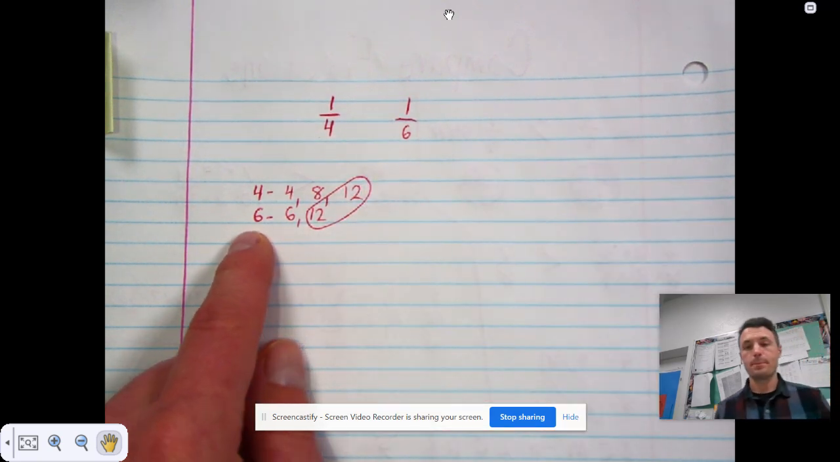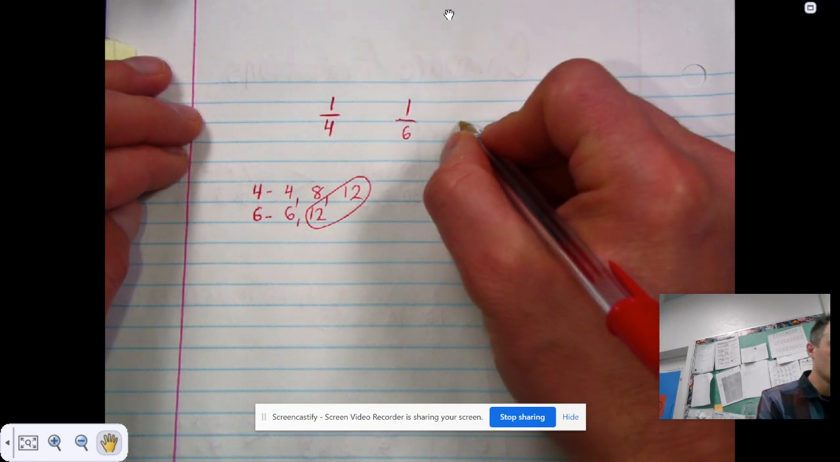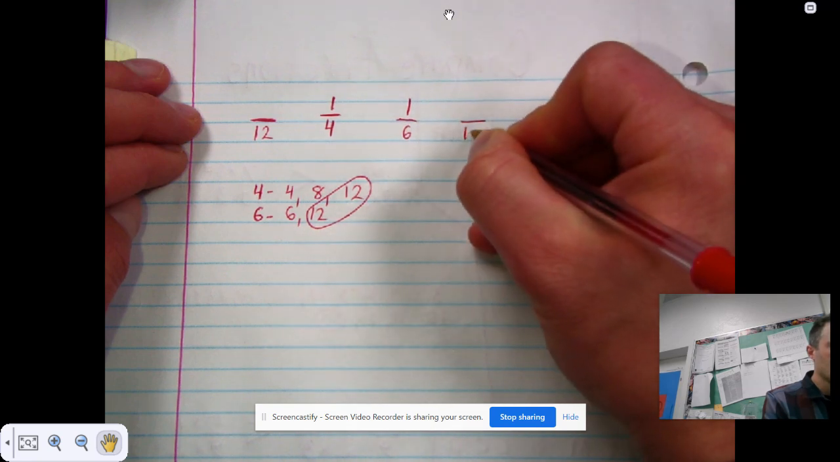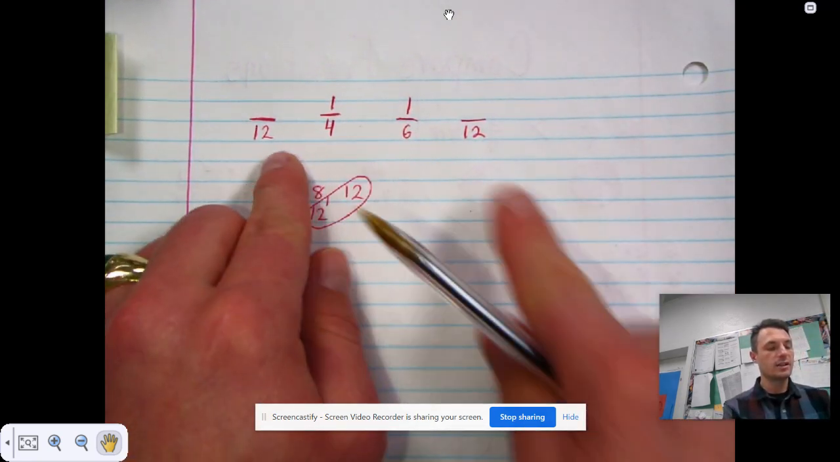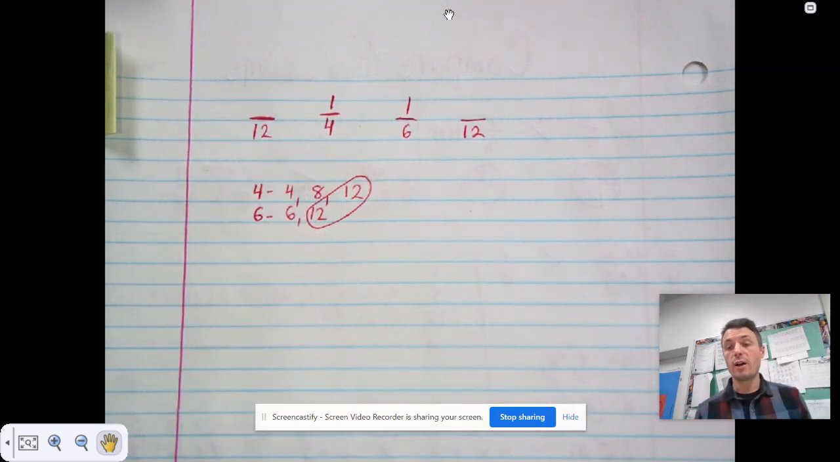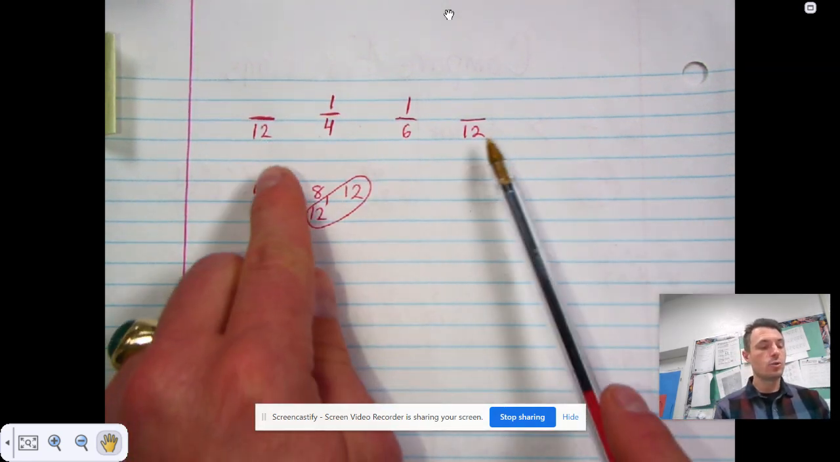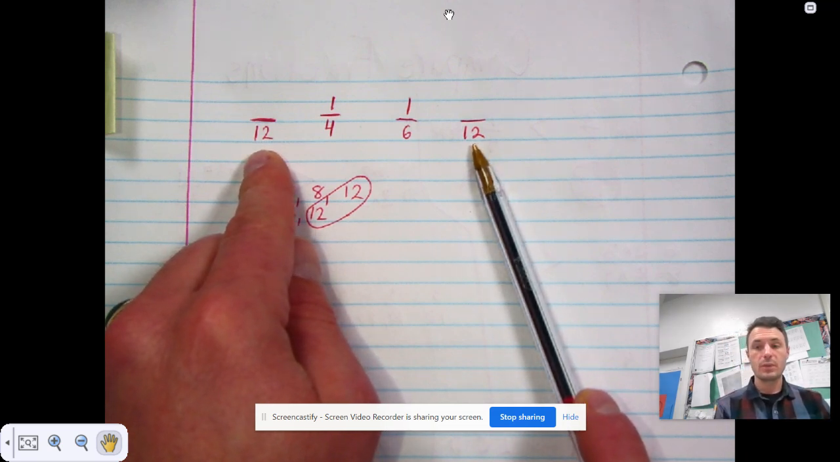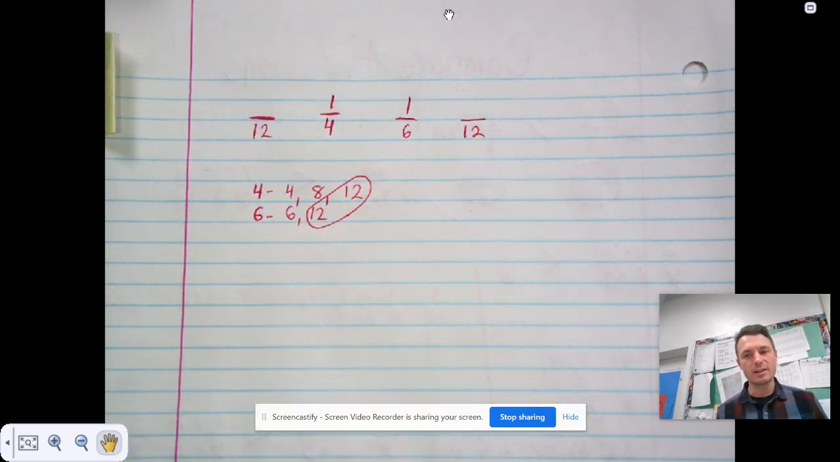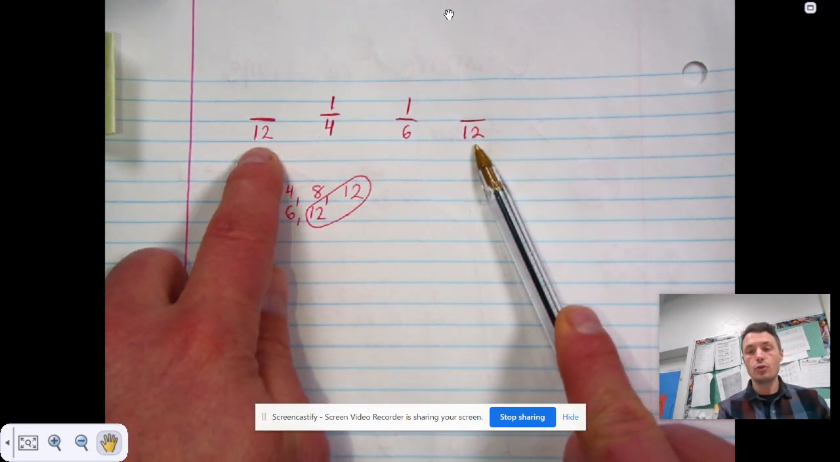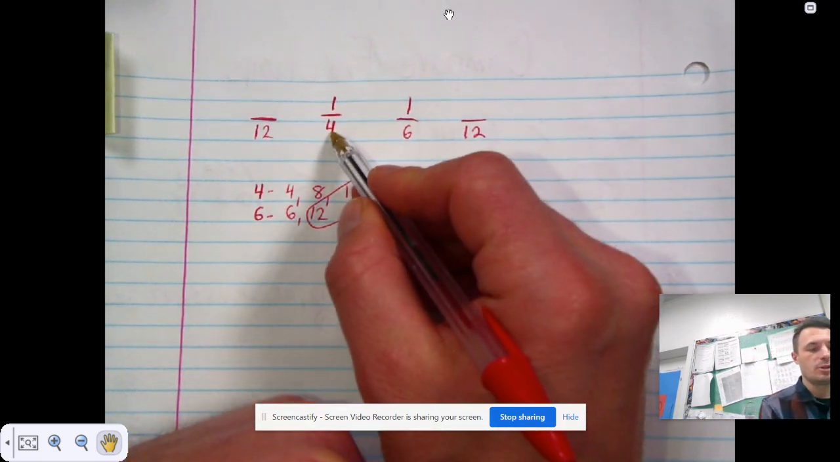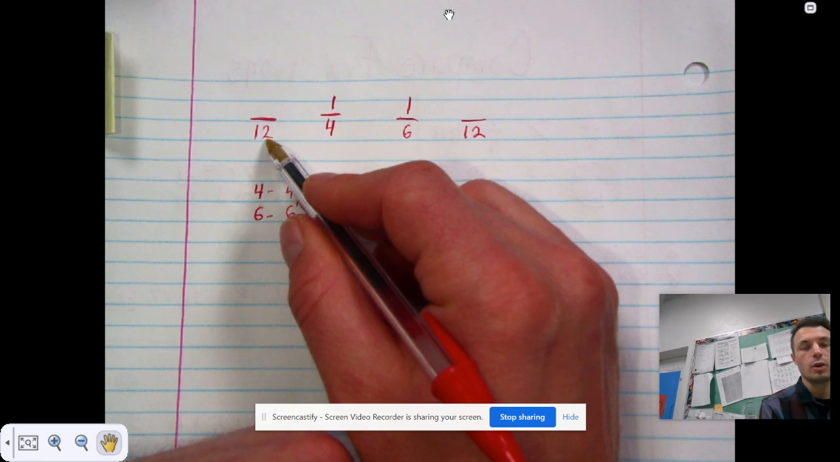12 is the LCM. So now we're going to make two equivalent fractions next to our old fractions, but they're both going to have the least common multiple of 4 and 6. That's 12. They're both going to have 12 as their new denominator. 12 is now the LCD, the least common denominator. Okay, LCM and LCD really mean the same thing. It just becomes the LCD once you use the LCM as your new denominator. So now we multiply from our old denominators to our new one.